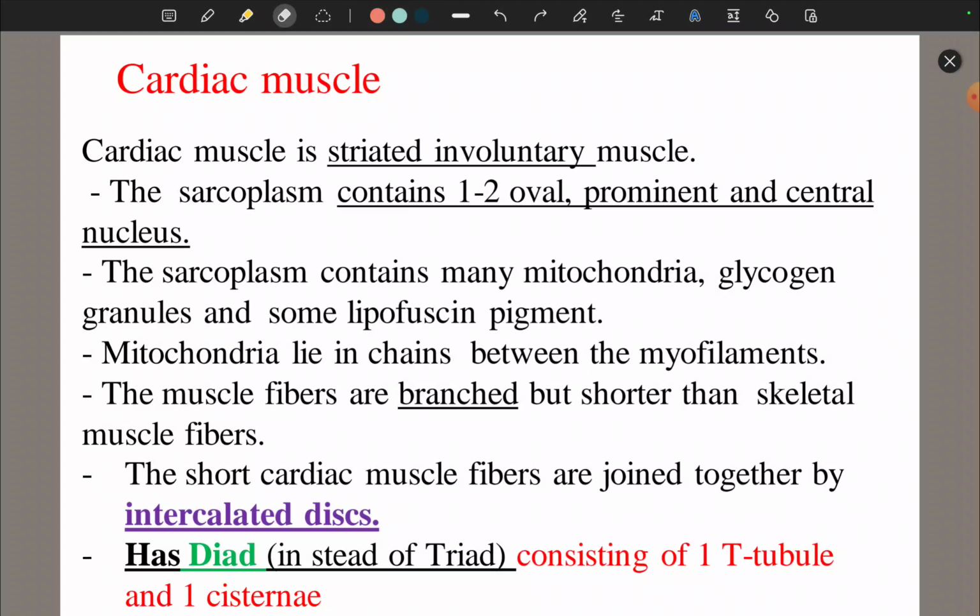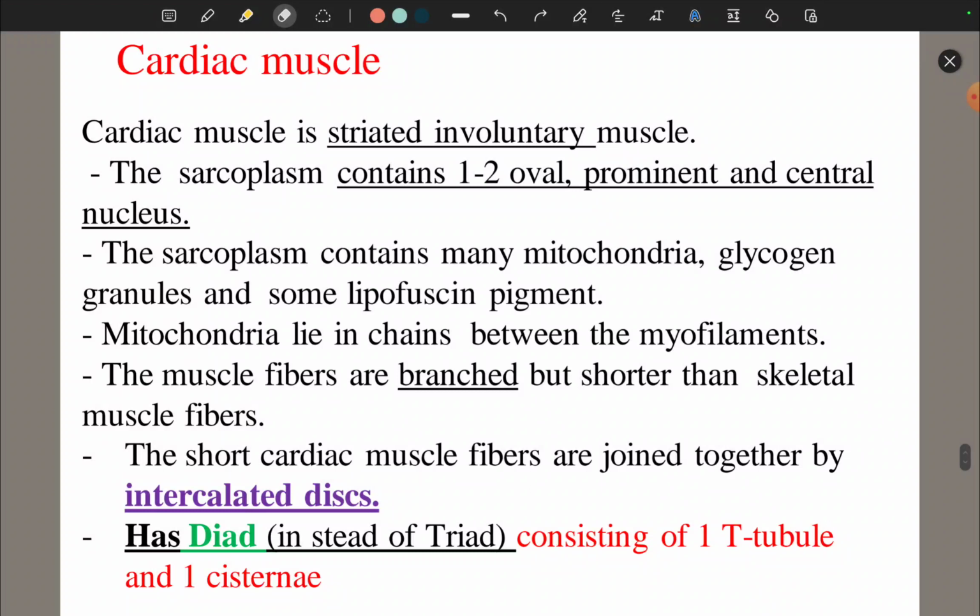You know, the heart is a very vital, important organ. It needs energy to perform this powerful, important function. It needs oxygen and energy, which is obtained through the large number of mitochondria and glycogen granules found in the sarcoplasm. Also, it contains lipofuscin pigment, which is a pigment specifically found within the nerve cell, the neuron, and the cardiac muscle fibers.